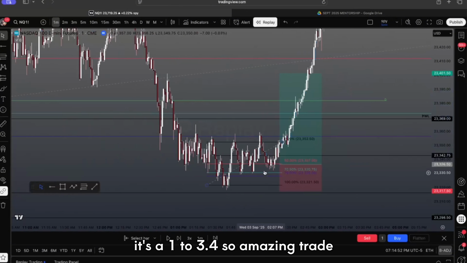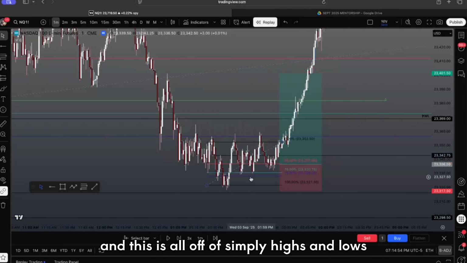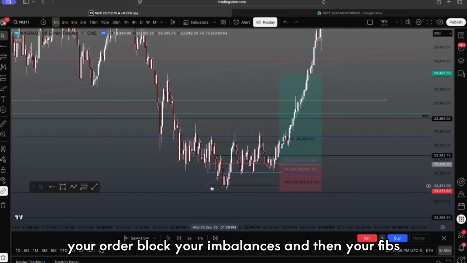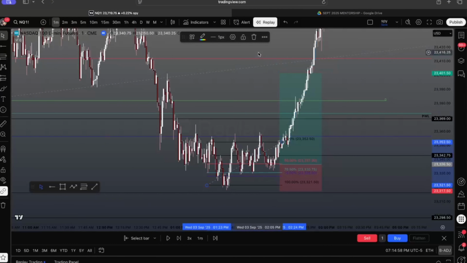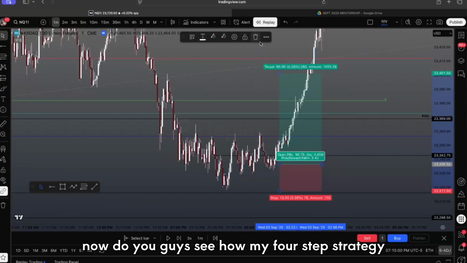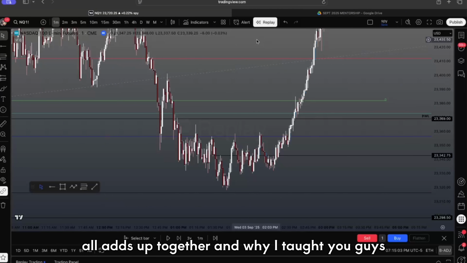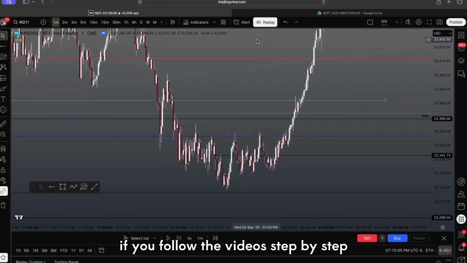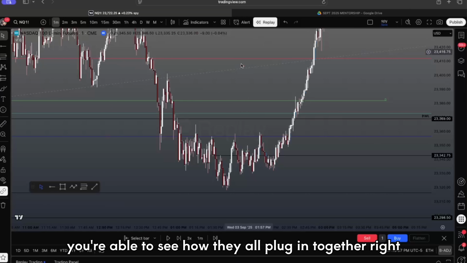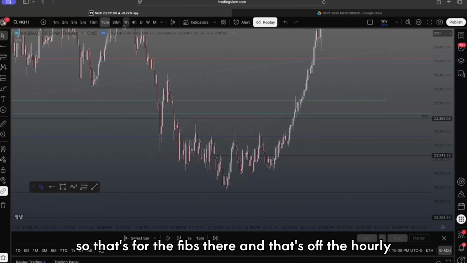So amazing trade. And this is all off of simply highs and lows, market structure, your order block, your imbalances, and then your fibs. Now, do you guys see how my 4 step strategy all adds up together, and why I taught you guys, if you followed the videos step by step, you're able to see how they all plug in together, right? So that's for the fibs there, and that's off the hourly.